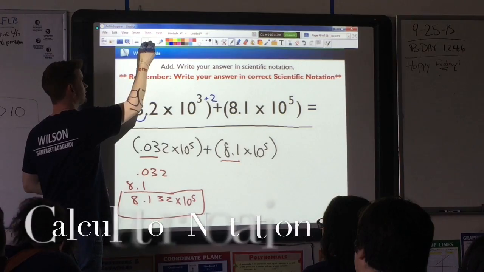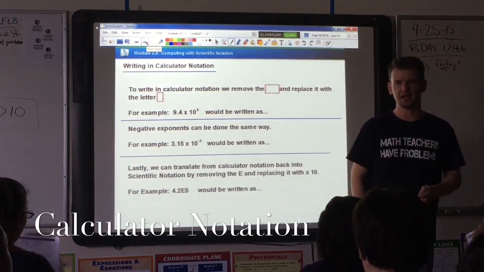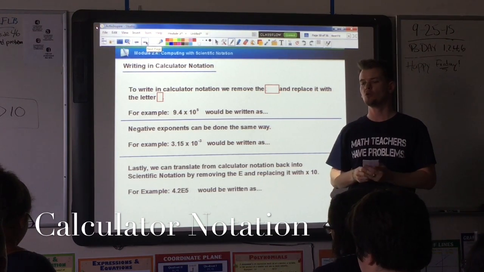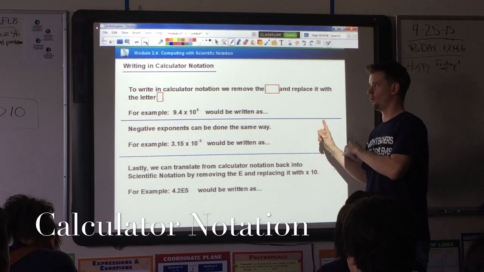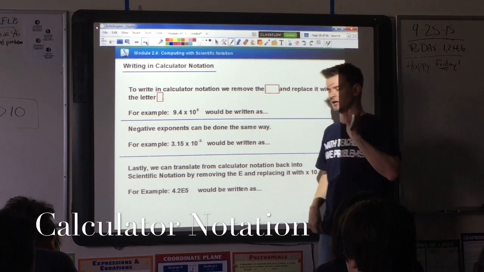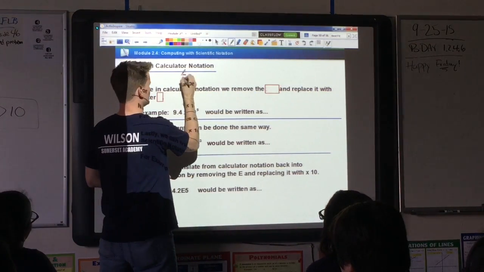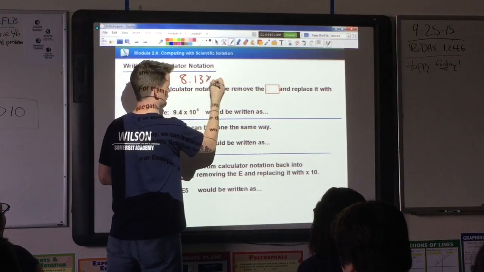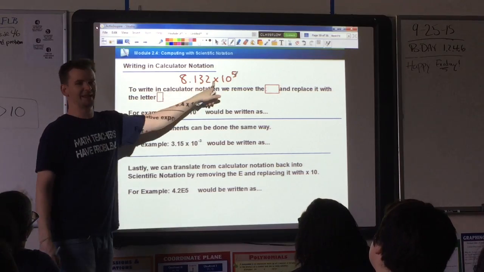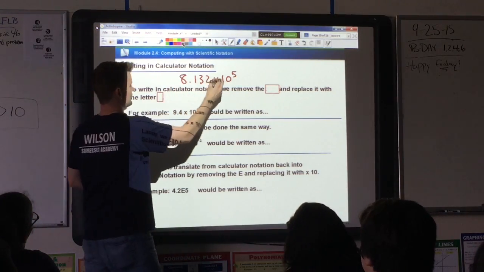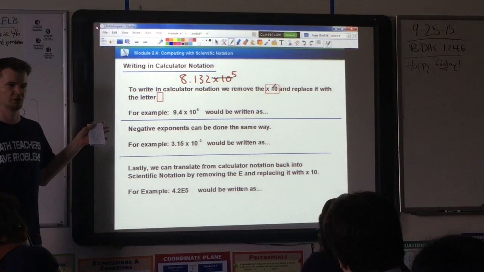We saved the easiest thing for last. There's no math here. There's absolutely no math involved. When we are transferring numbers from scientific to calculator notation, or calculator notation to scientific notation, it's a very simple process. So far we've been writing things in scientific notation, such as 8.132 times 10 to the fifth. When we transfer this to calculator notation, here's what we do. We simply get rid of the times 10, that's gone.